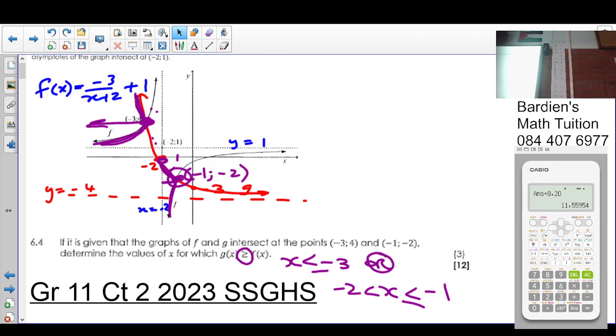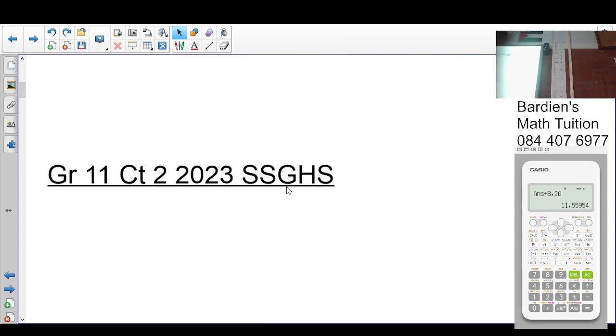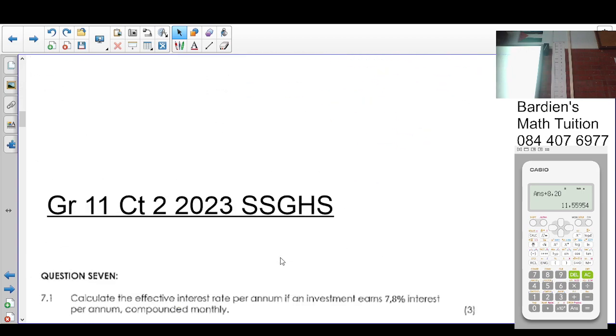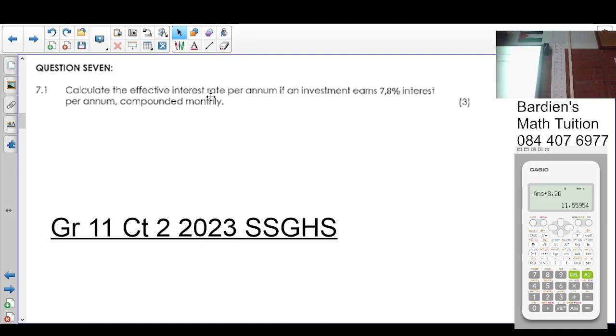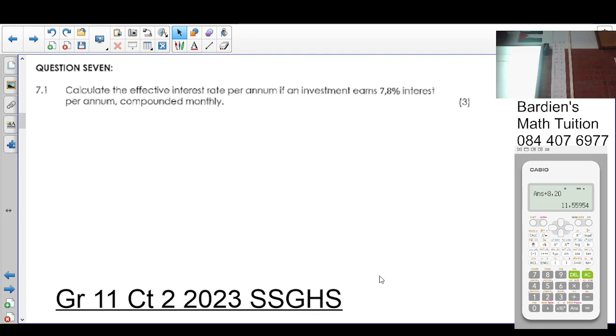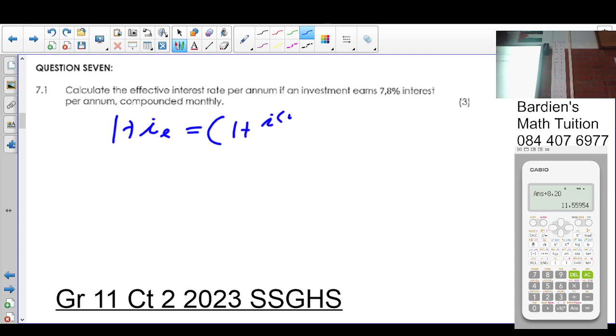Okay. Let's carry on with our lives. Question 7. Finance. Calculate the effective interest rate per annum if the investment earns 7.8% per annum compounded monthly. So what's my formula? 1 plus i effective equals 1 plus i to the m over m, to the m.